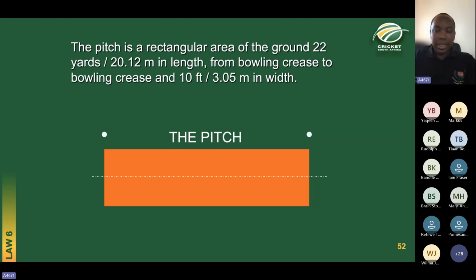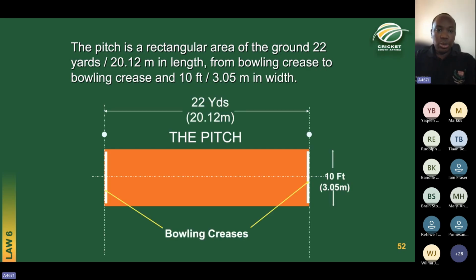And we will, in the next law, go to the creases. So if you are not familiar with which is the bowling crease, you will soon find out. There is a graphic illustration of the measurements of the pitch. What's important is that we need to measure the pitch as well as the creases before the start of each day's play and the start of each match.